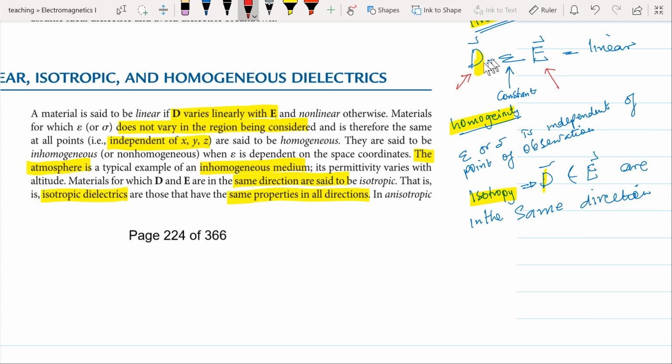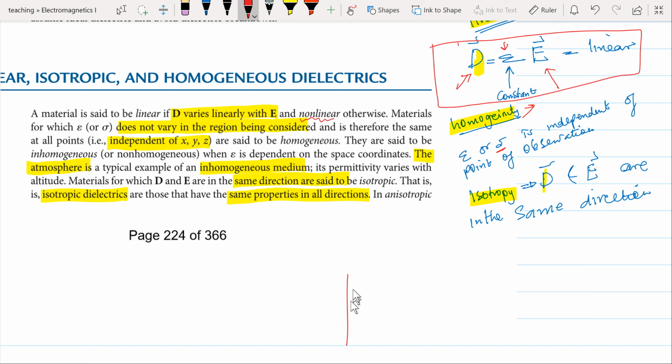So we say that if this equation is obeyed, the material is said to be linear, and epsilon must always be constant. That is it for linearity. If a material does not have epsilon as constant, then it is said to be nonlinear. Now talking about homogeneity, materials for which permittivity or sigma, that is conductivity, does not vary in the region being considered.